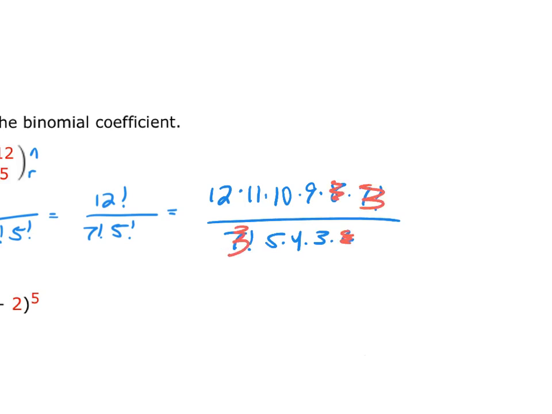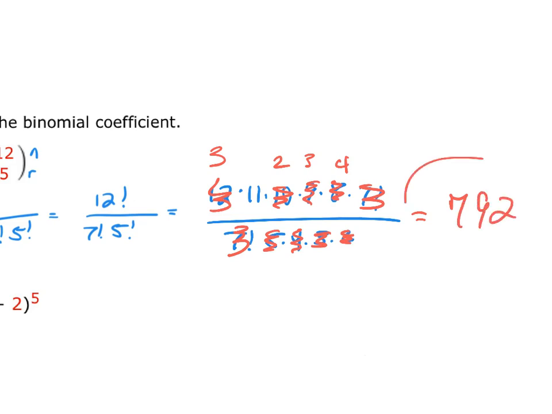All right, 2 goes into 8 4 times. 3 goes into 9 3 times. 5 goes into 10 2 times. 4 goes into 12 3 times. 3 times 11 times 2 times 3 times 4. 792. Questions? Nope. We're good? Okay.